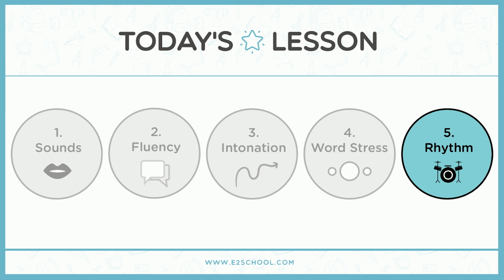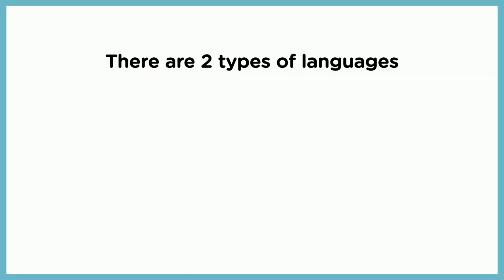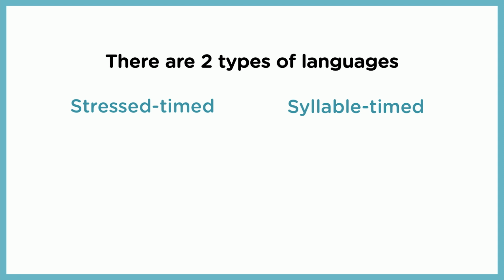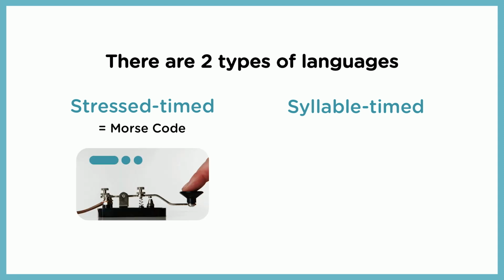All right, so we're on to the very last part of our pronunciation lesson today, which is... Ba-dum-tsh. Rhythm. So there are two types of languages in the world. We have stress-timed languages and syllable-timed languages. Right. Now, the easiest way to compare these two is to use a picture or an analogy. So stress-timed languages, think of it like Morse code. You have long sections and shorter sections, like da, da, da, da, da, da, da. I'm guessing that English is going to be like that.